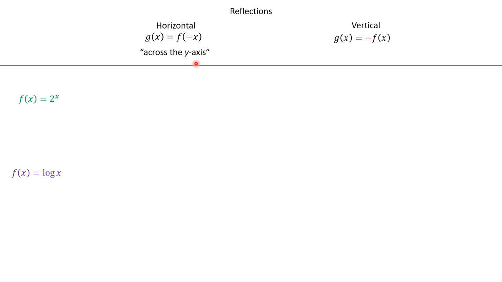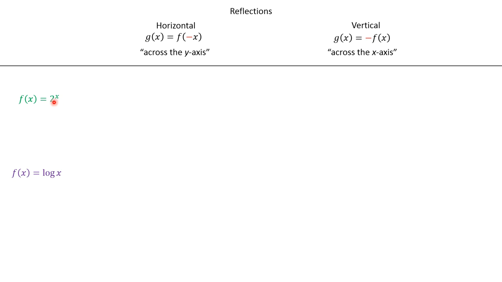It'll say reflect across the y-axis. Usually people think y, they think, oh, vertical. Nope, across the y-axis is horizontal, and across the x-axis is vertical. So these are the rules: g of x equals f of negative x, g of x equals negative f of x.